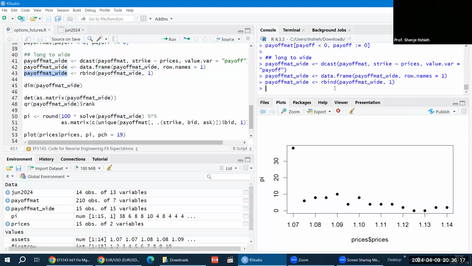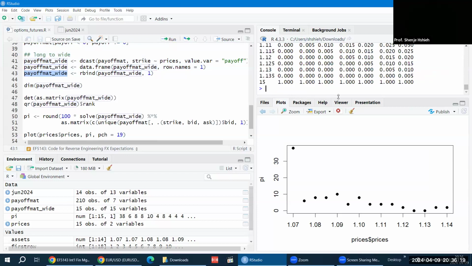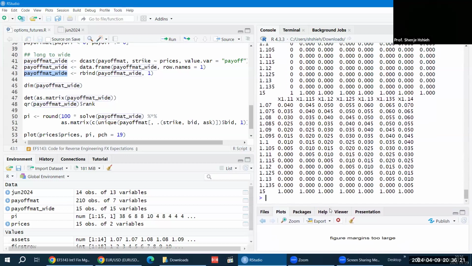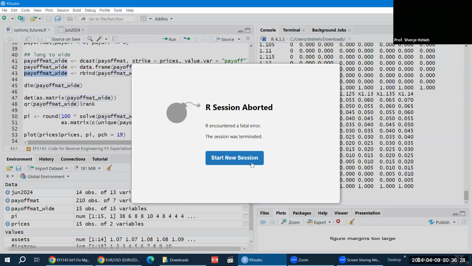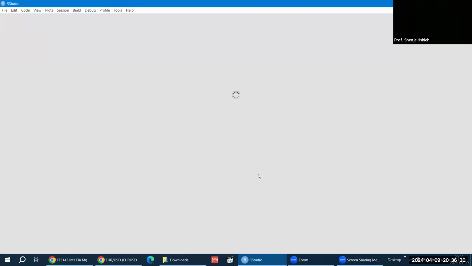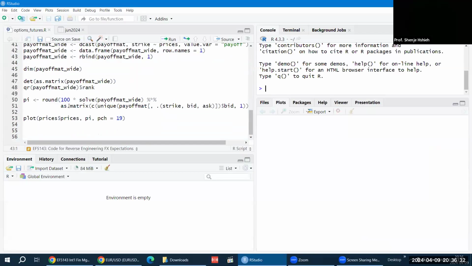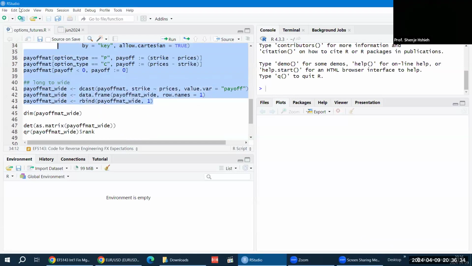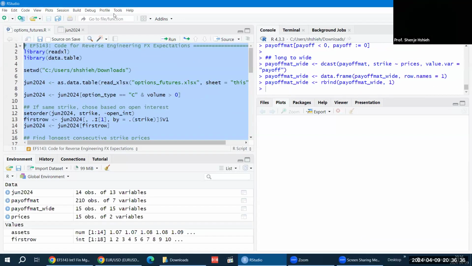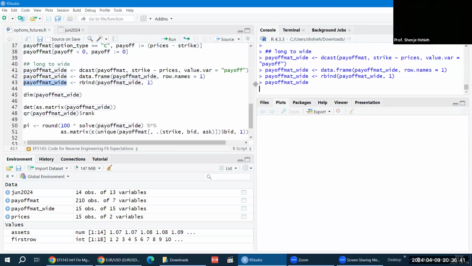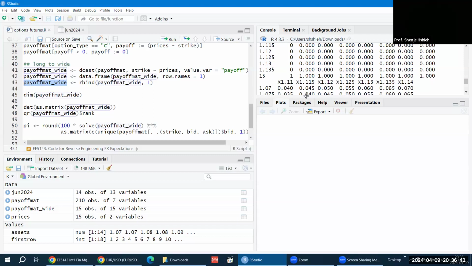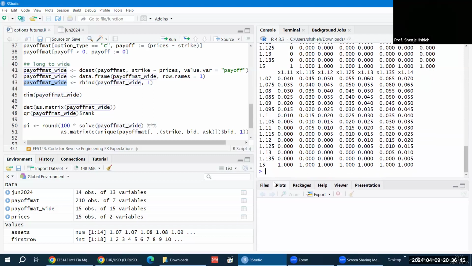Do you see the matrix? Maybe I do it like that. Oops, it doesn't like that. Maybe just that. Okay, so that's the matrix. Note the row of ones.